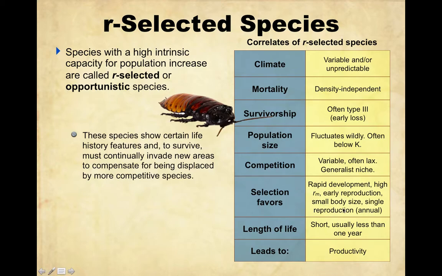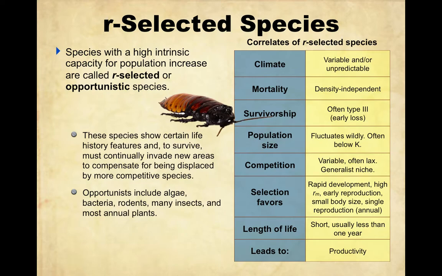They tend to be small body size, and they tend to reproduce just once a year. They also live very short lives, which makes sense since they reproduce so quickly. And they tend to be super productive because they have to get everything that they need in life quickly since their lives are short. So algae, bacteria, rodents, most insects, and most plants fall in this category.